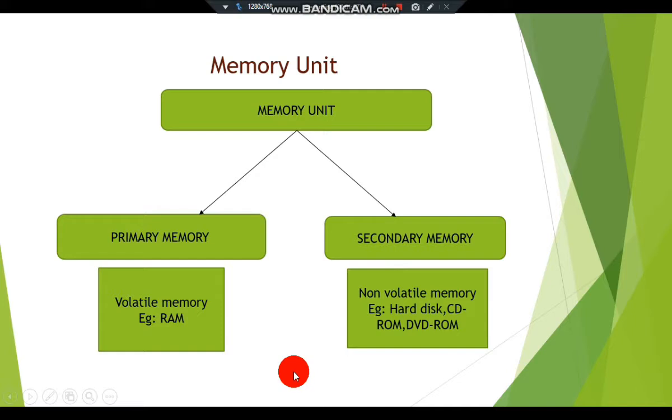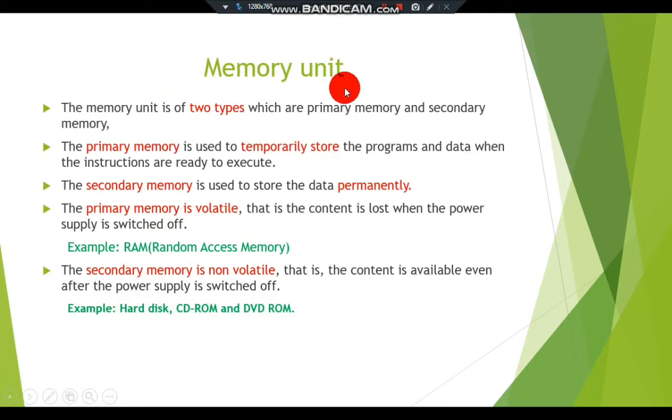Now you can see the points related to this memory unit. How many types of memory unit are there? There are 2 types. The memory unit is of 2 types, which are primary memory and secondary memory. Which one is volatile memory? That is temporary memory. Primary memory temporarily stores the programs and data when the instructions are ready to execute.